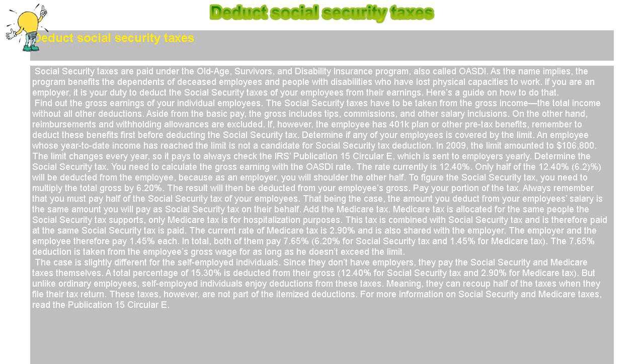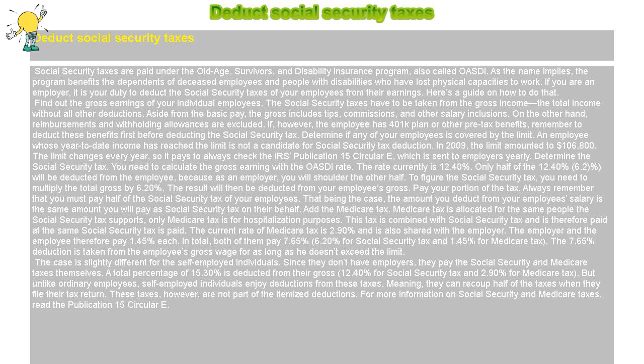Determine the Social Security tax. You need to calculate the gross earning with the OASDI rate. The rate currently is 12.4%. Only half of the 12.4%, 6.2%, will be deducted from the employee, because as an employer, you will shoulder the other half.